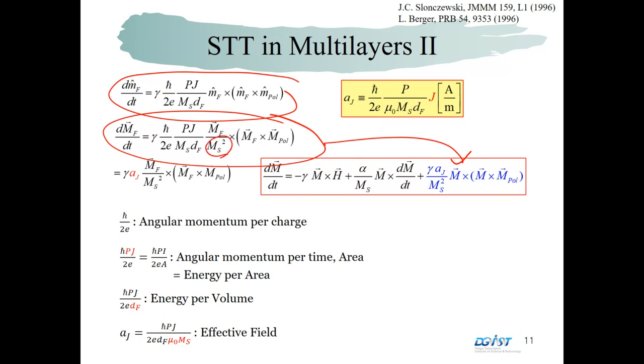So the difference is this term here. And we introduce AJ, which is the prefactor of this representation, this form, and they are proportional to the current density. That's J, and we put the gamma here. So this term can be represented in this form.